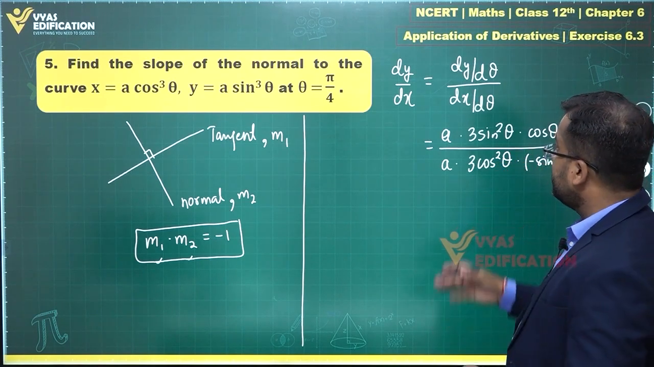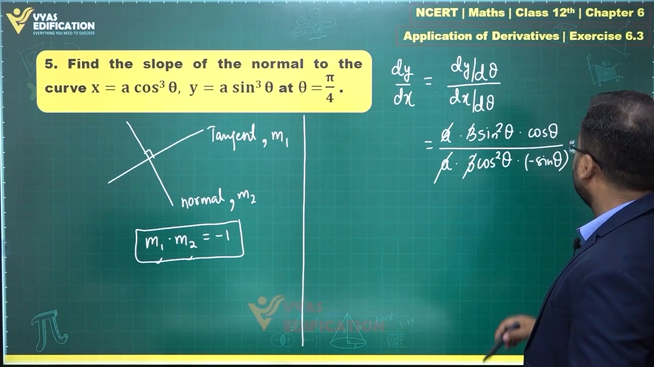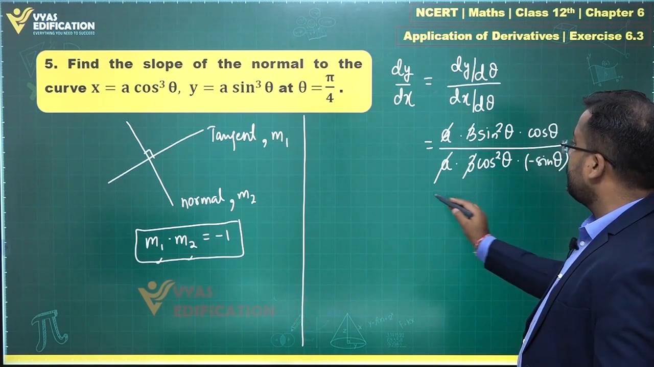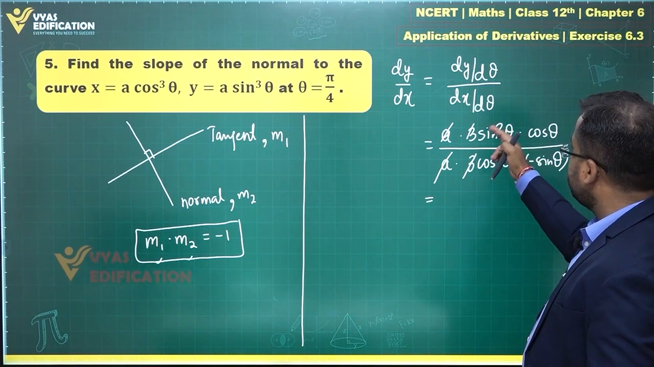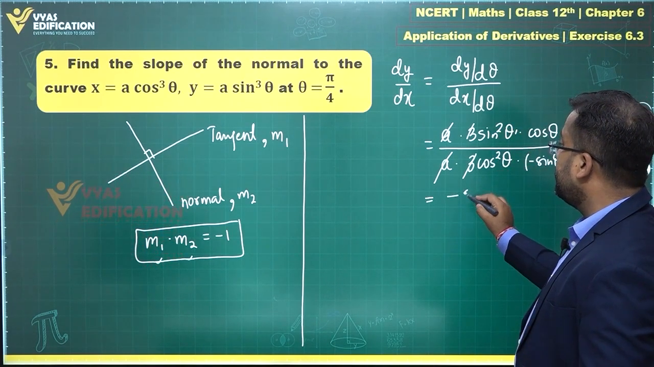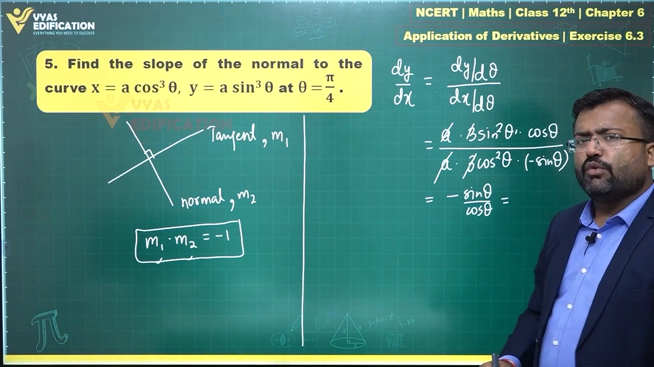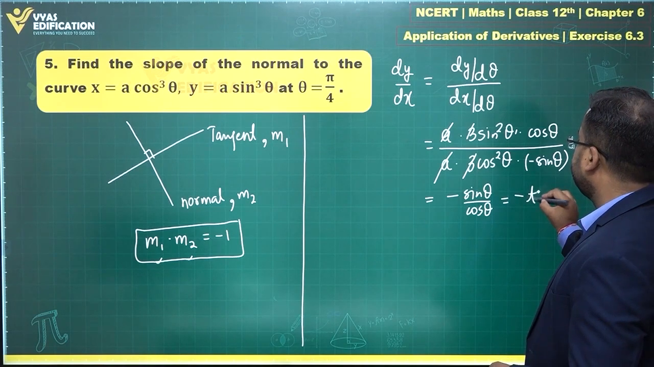Once you observe this much, some things will get cancelled: a will get cancelled, 3 will get cancelled. Not only that, this sine square theta will get cancelled. What will remain is a sine theta in the numerator, cos theta in the denominator, and there's a minus. So this becomes minus sine theta over cos theta. And what is that equal to? This is minus of tan theta, right?